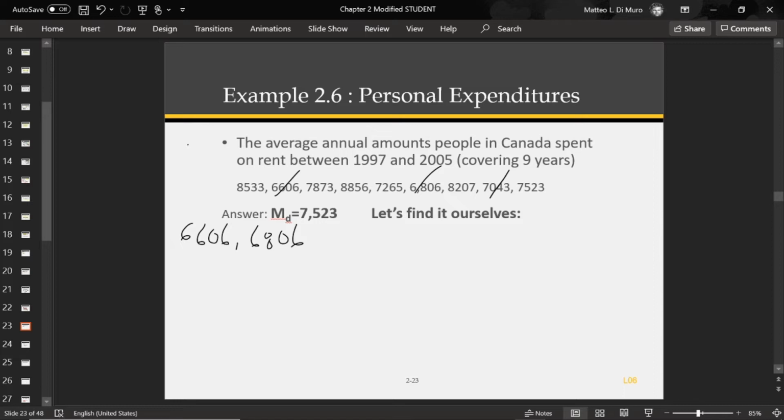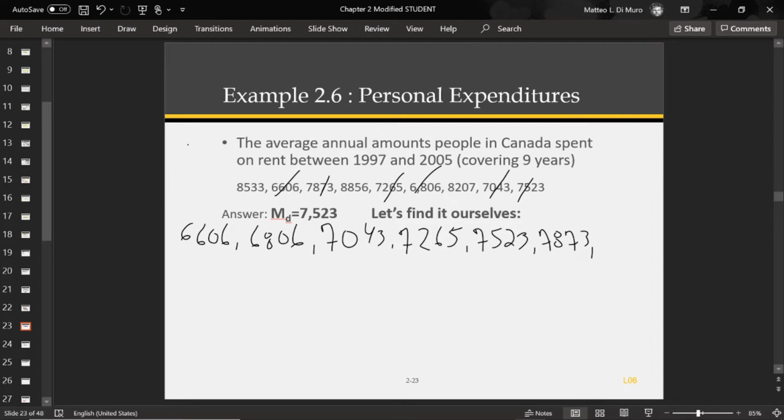There it is. 7043. I'm focusing so hard because I want to make sure I can write it all on one line. There's the next one. And there's the next one. 7523. And then we got 7873. I'm getting bad at crossing them off.